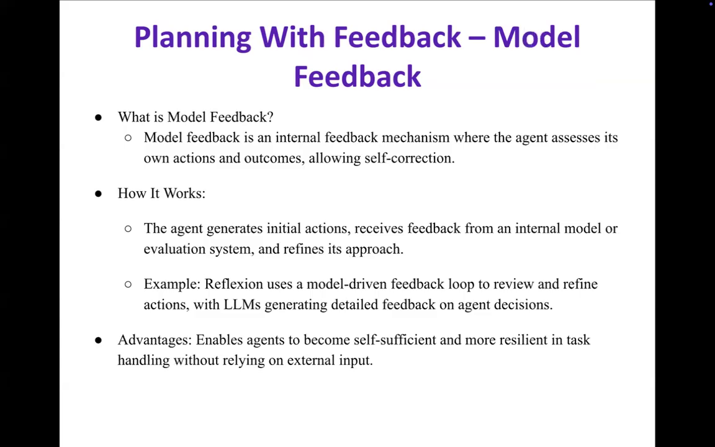Model feedback is an internal feedback mechanism where the agent assesses its own actions and plans and allows self-correction. The agent basically generates an action plan, it receives feedback from an internal model or evaluation system, and then refines its approach. An example of this is that reflection uses a model-driven feedback loop to review and refine actions, and LLMs generate detailed feedback on agent decisions. A huge advantage of this is that the agent becomes self-sufficient and more resilient in task handling, and doesn't rely as much on external input. It allows the agent to be more self-sufficient.